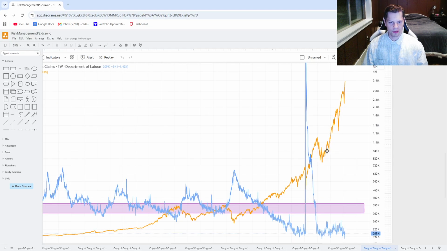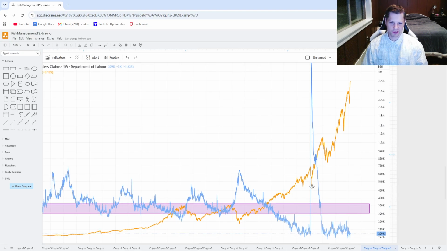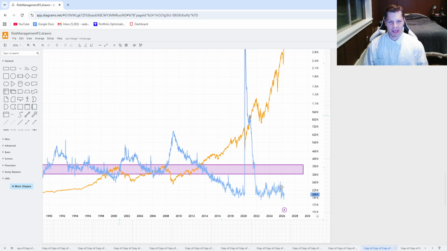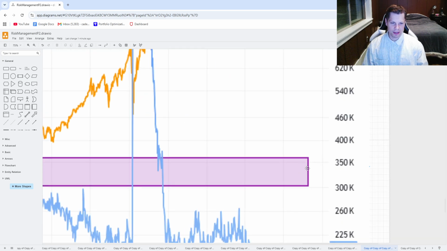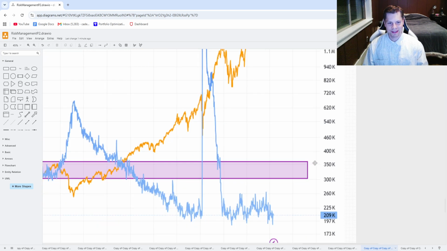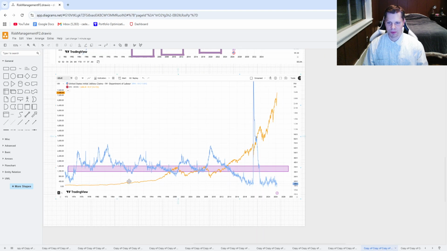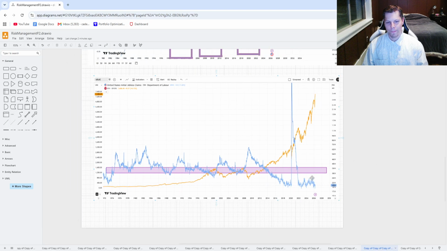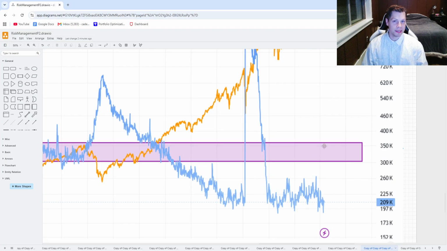In my personal opinion, you have initial claims down here. Initial claims are the blue one. The S&P 500 is the orange lines. And in my opinion, this 350 to 300,000 line, this purple box, that's where initial claims need to be in order for you to even have a recession. So we can see initial claims are pretty low right now, so it's unlikely that we're in a recession right now.